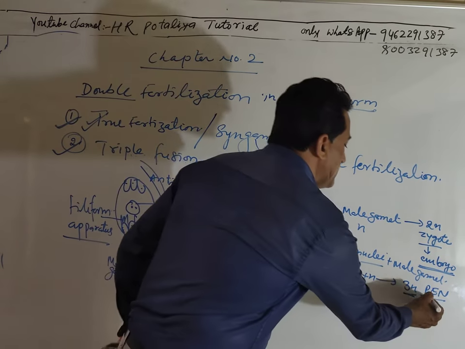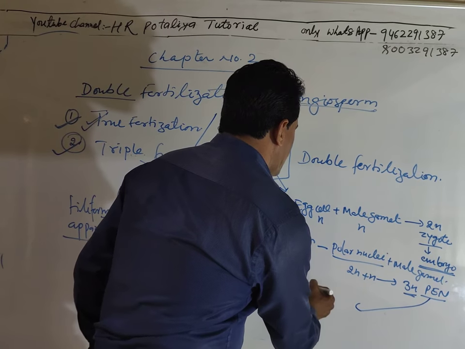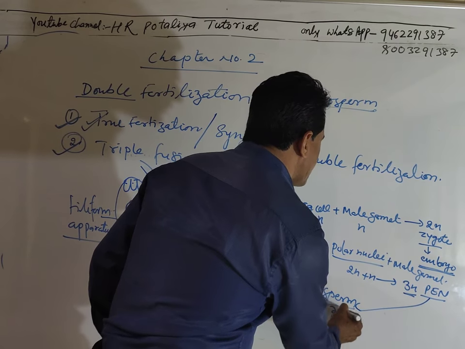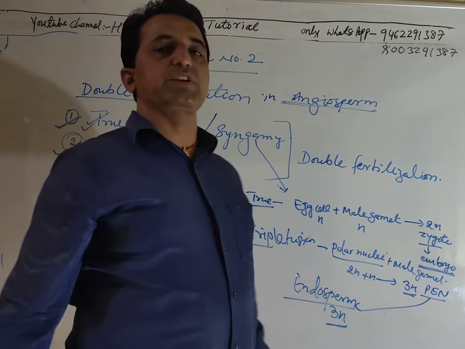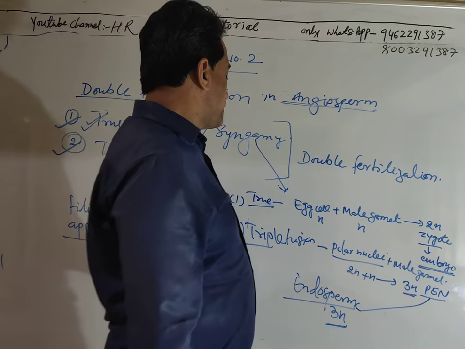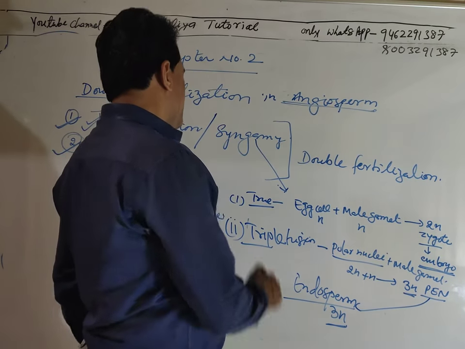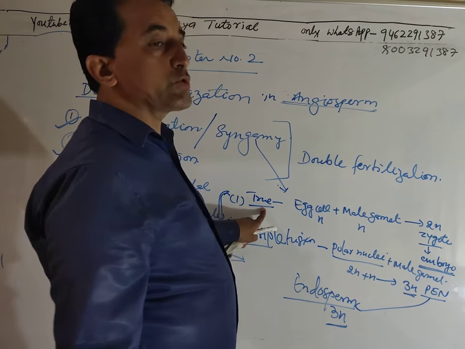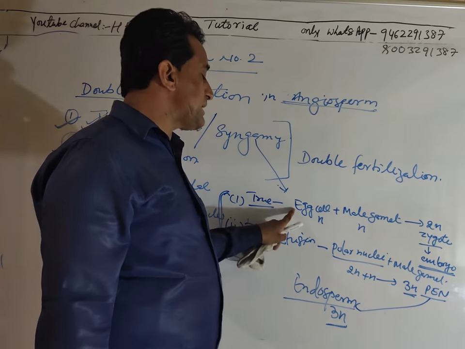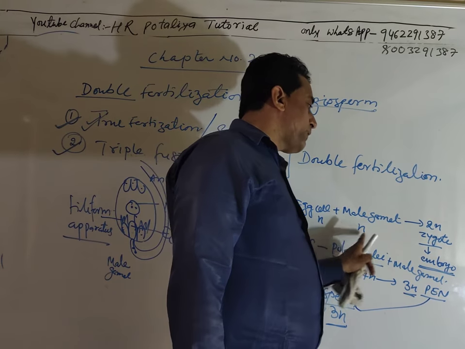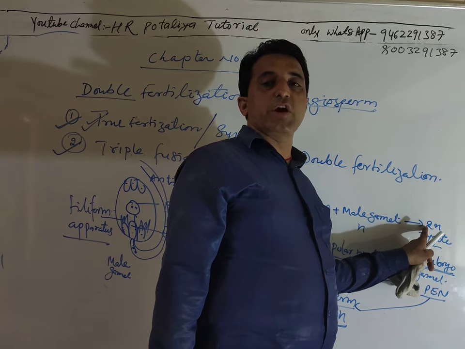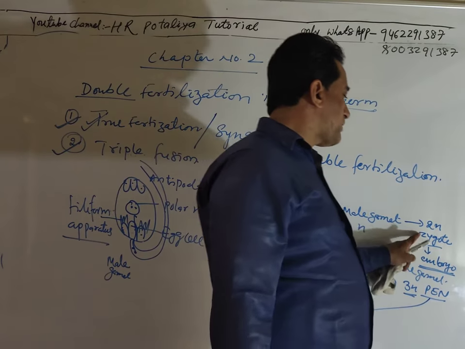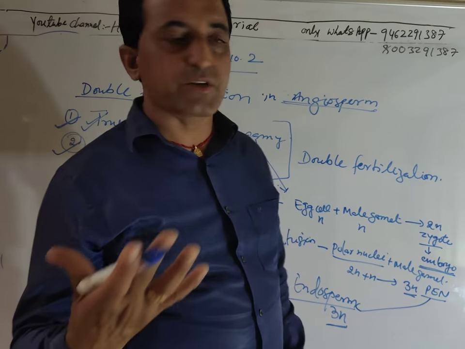And that PEN changes after division into the endosperm. And in angiosperm plants, each cell of endosperm is at the 3N stage. So what is the simple aspect? Fertilization takes place 2 times: triple fusion and syngamy. Syngamy means haploid egg cell and haploid male gamete change into 2N, that is a zygote, and by division the zygote changes into the embryo, and the embryo is the next generation.